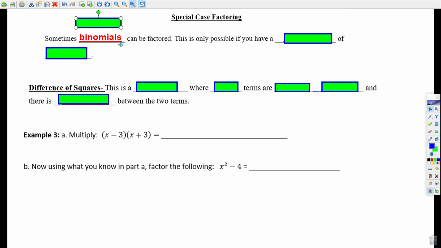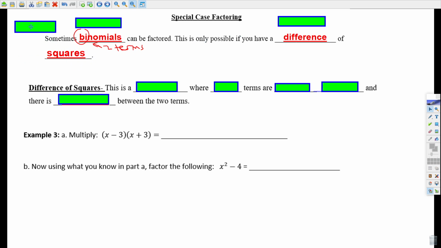Sometimes binomials can be factored. I don't know if you remember what a binomial is, but the prefix bi would mean 2. So we're talking about 2 terms. And that will come up in a little bit. So besides doing GCF with binomials, there's something else we can do, but it's only possible if you have a difference of squares. So let's talk about what these words mean.